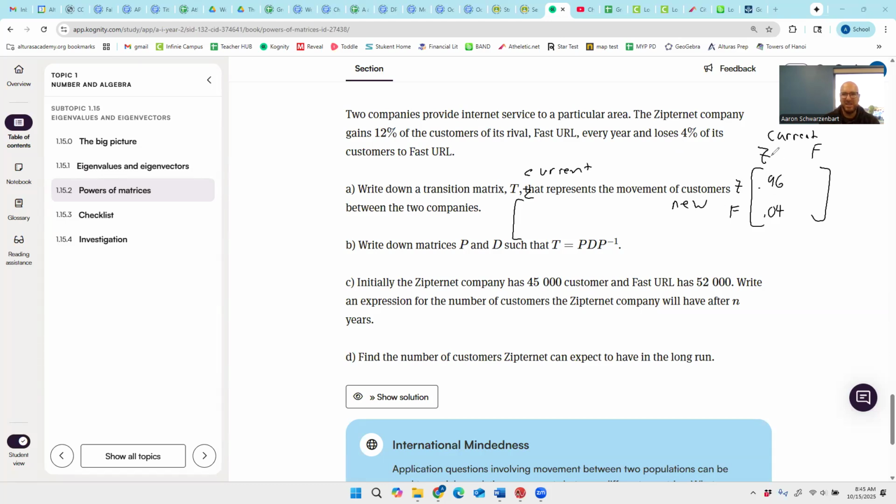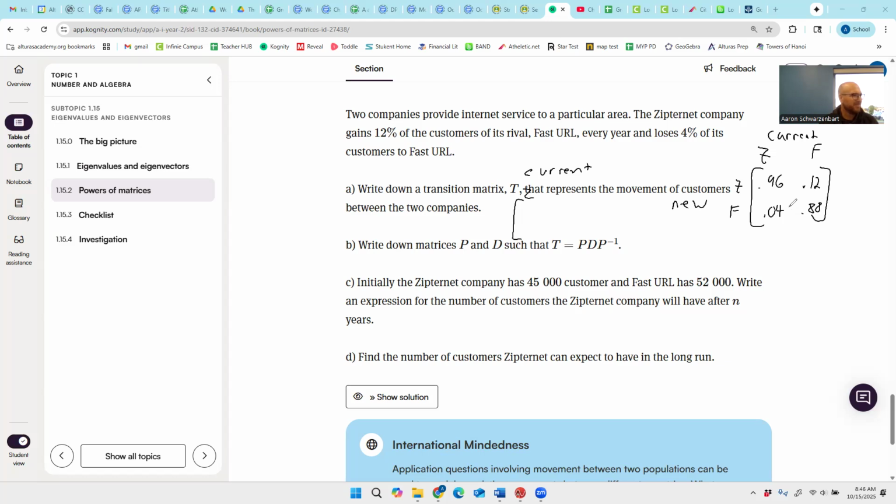So I think about Z in its current state. It loses 4%, so that 4% goes to F. That means it keeps 96%. The columns are current, the rows are new. So Fast URL, ZipperNet gains 12%. That means Fast URL is losing 12% to ZipperNet, meaning it has 88% left to retain.